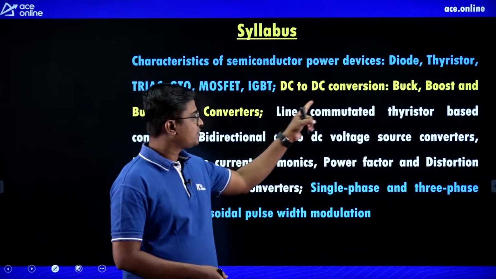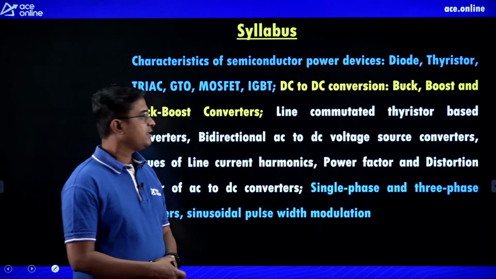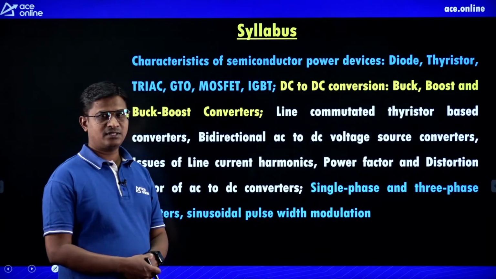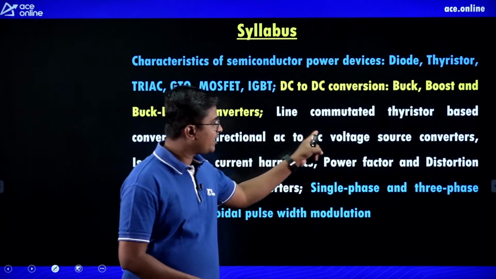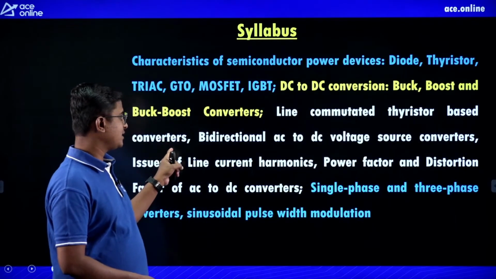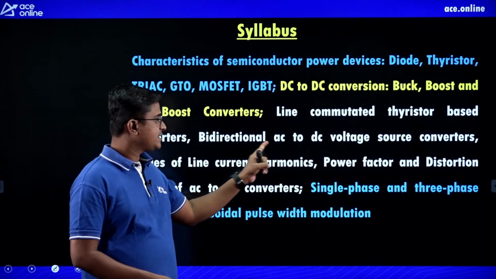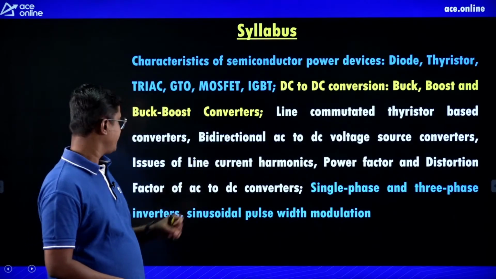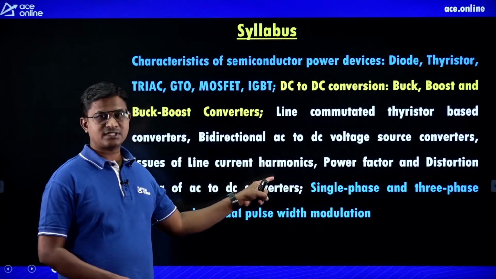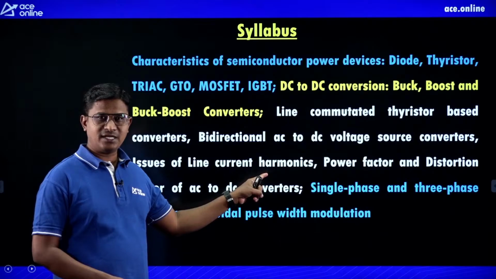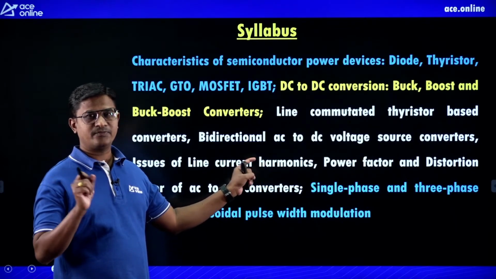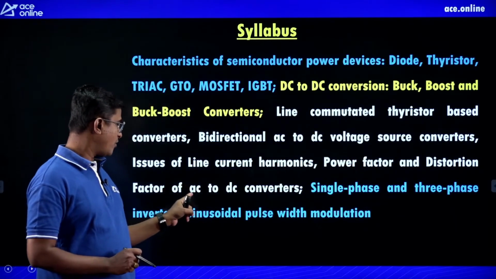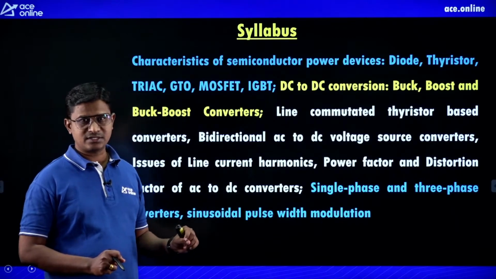Second is DC to DC converter. In that they have given buck, boost and buck-boost converter. Next, line commutated thyristor based converters, bidirectional AC to DC voltage source converters. It is AC to DC converter. Issues of line current harmonics: which harmonics are present in the source side current. Next, power factor and distortion factor for AC to DC converters.